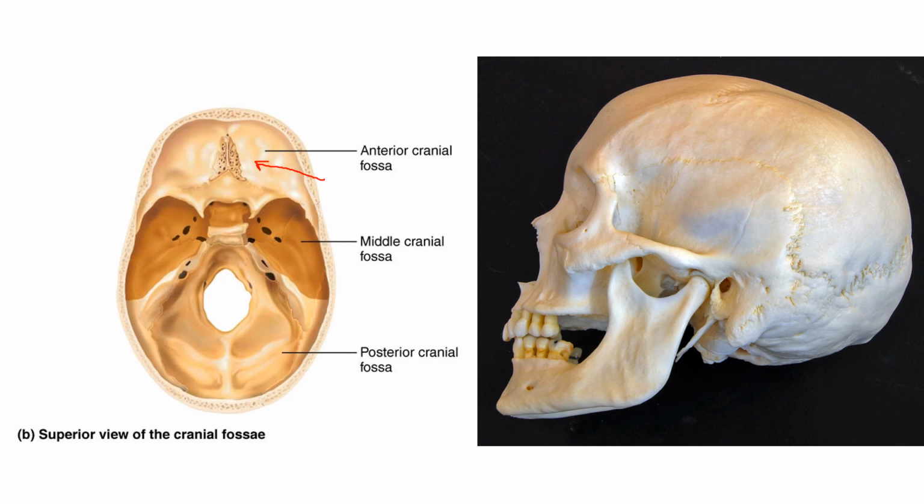You have the middle fossa here, which in part is formed by the sphenoid and the occipital. And then you have the posterior cranial fossa, which is formed primarily by the occipital bone. The brain sits within these fossae and is enclosed by the cranial vault. The area inside of all of this is called the cranial cavity.